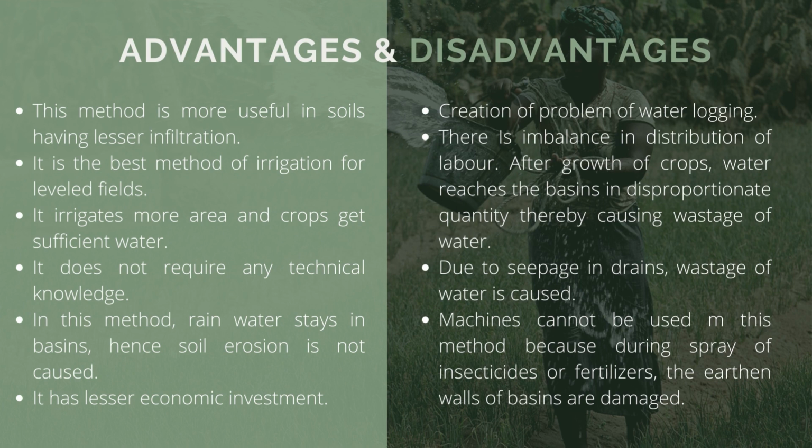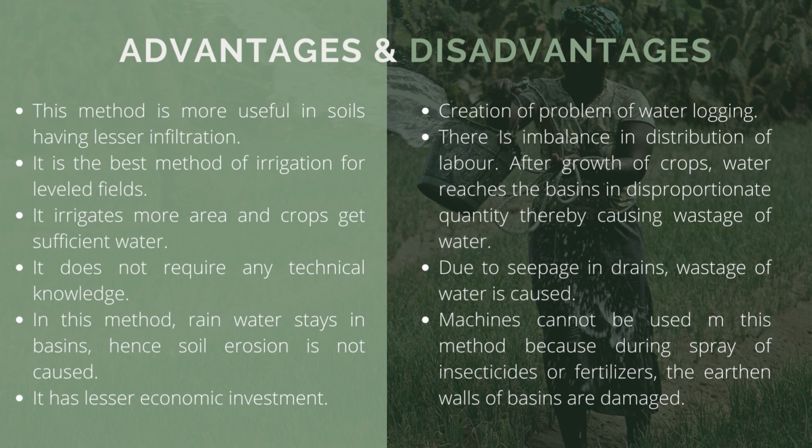Advantages of the manual irrigation system. This method is more useful in soils having less infiltration. It is the best method of irrigation for leveled fields. It irrigates more area and crops get sufficient water. It doesn't require any technical knowledge. In this method, rainwater stays in basins, hence soil erosion is not caused. It has less economic investment.